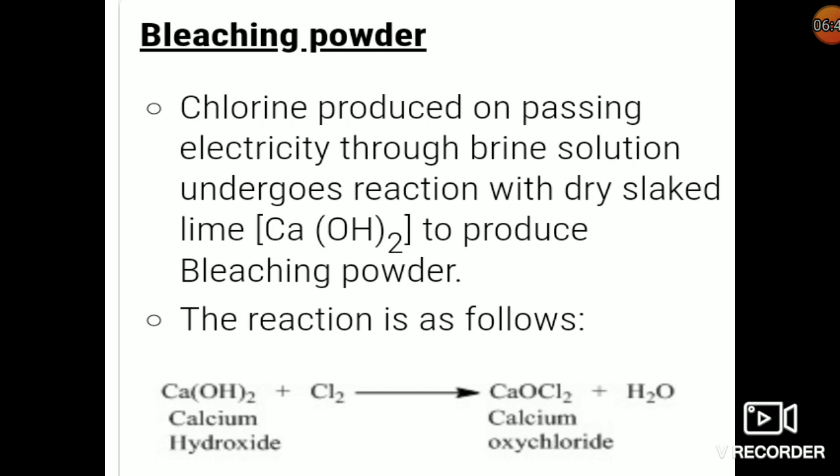What is the common name of calcium oxychloride? It is nothing but your bleaching powder, CaOCl2. So an important question comes here: what is the chemical formula of bleaching powder? You have to remember the chemical name is calcium oxychloride and the formula is CaOCl2.